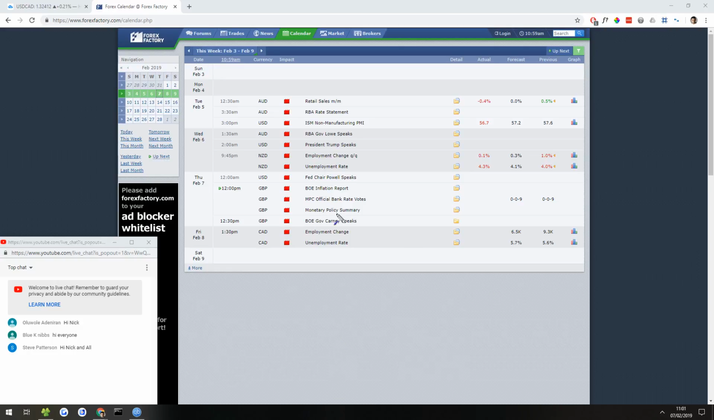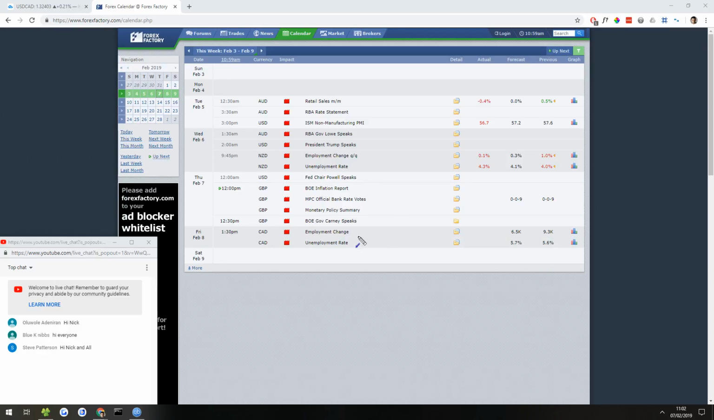So we've got the BOE inflation report, we've got the official bank rate votes, and the monetary policy summary. Now, this might not cause anything because it's most likely going to come out as expected, but you never know. With interest rate stuff, it's probably the biggest mover of the pound. The biggest regular one. I'm not talking about Brexit, which is in another league, but this is the biggest regular economic release that can have a big impact on the pound.